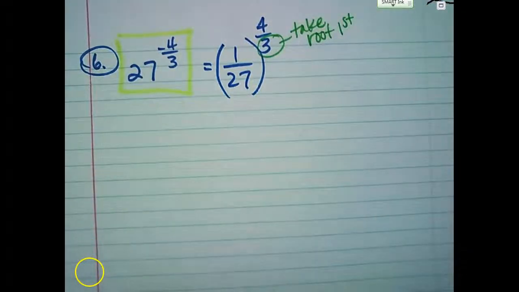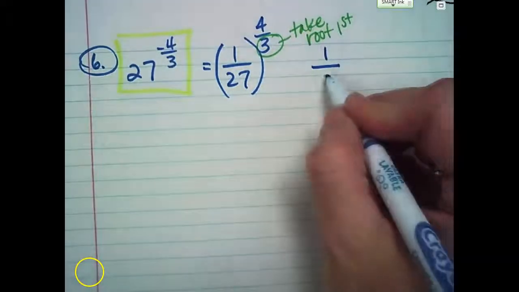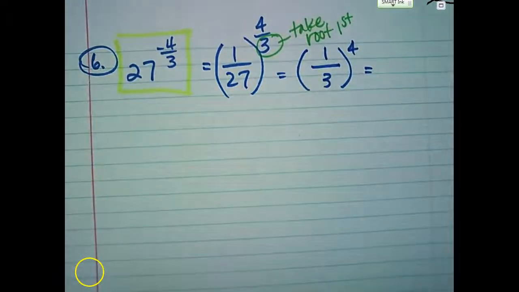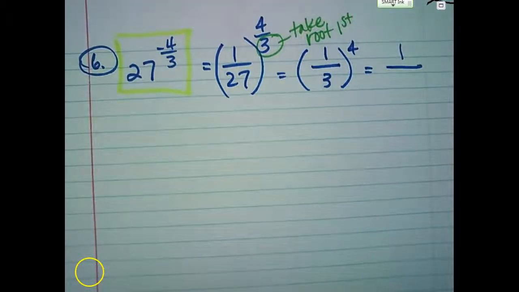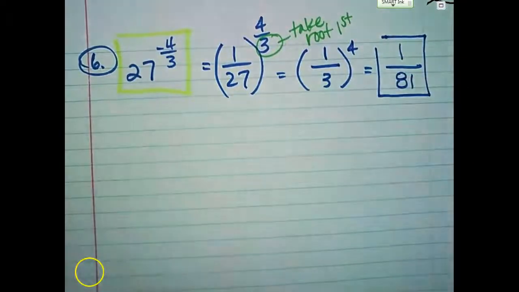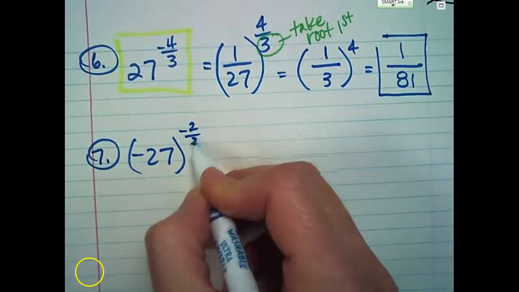What's the cube root of 1? 1. What's the cube root of 27? 3. And then what power are we going to put it to? 4. So 1 to the 4th power is 1. I almost said 4 earlier today. 1 to the 4th power is 1. And 3 to the 4th power is 81. I told you the fractions weren't too bad.